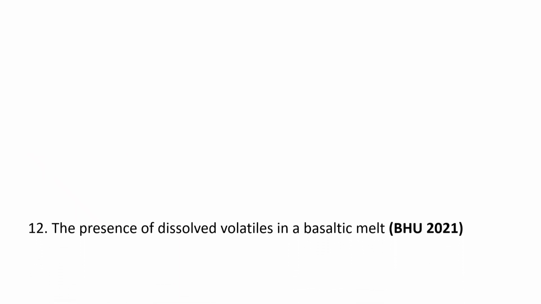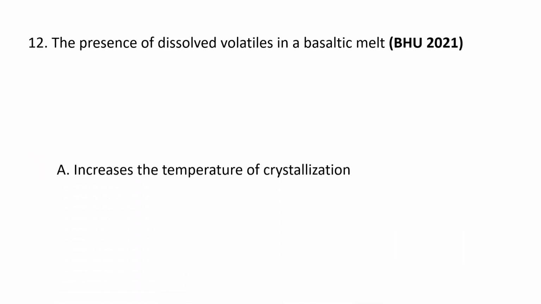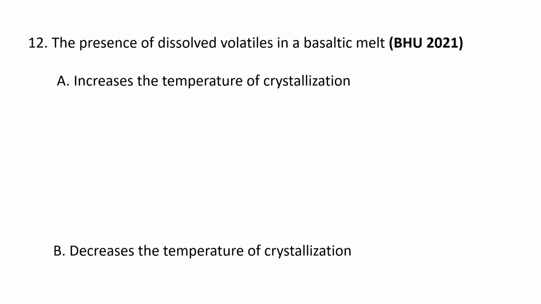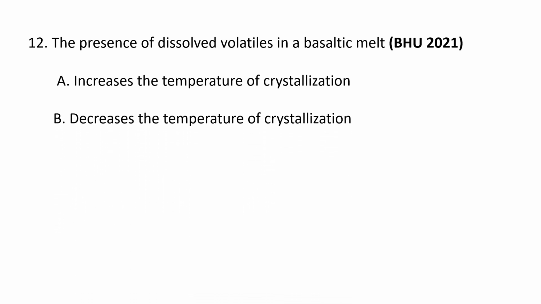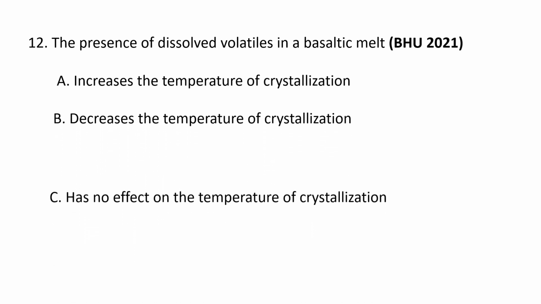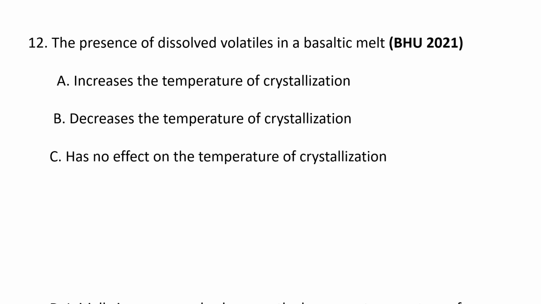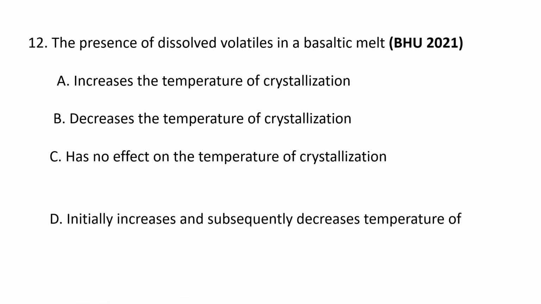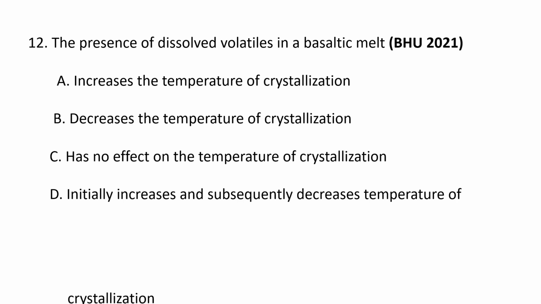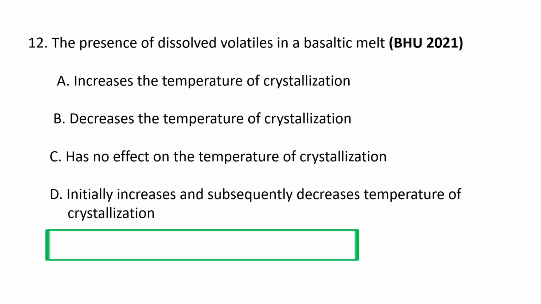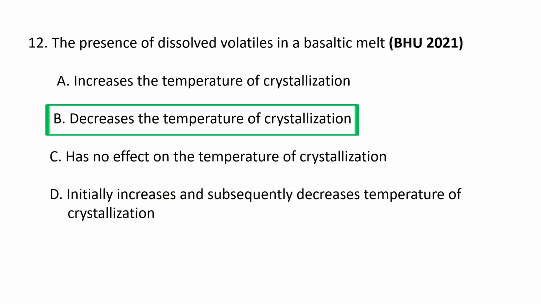Next question. The presence of dissolved volatiles in a basaltic melt, A. increases the temperature of crystallization, B. decreases the temperature of crystallization, C. has no effect on the temperature of crystallization, and D. initially increases and subsequently decreases the temperature of crystallization. The presence of dissolved volatiles in basaltic melt, it decreases the temperature of crystallization.